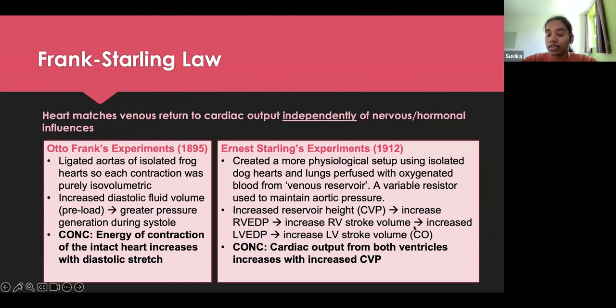And that's what they concluded here, saying that the cardiac output from both ventricles increases with increased central venous pressure, i.e. increased reservoir height. Your central venous pressure will eventually lead to a greater cardiac output. Okay, so these are two experiments that would be good to include in your essays.